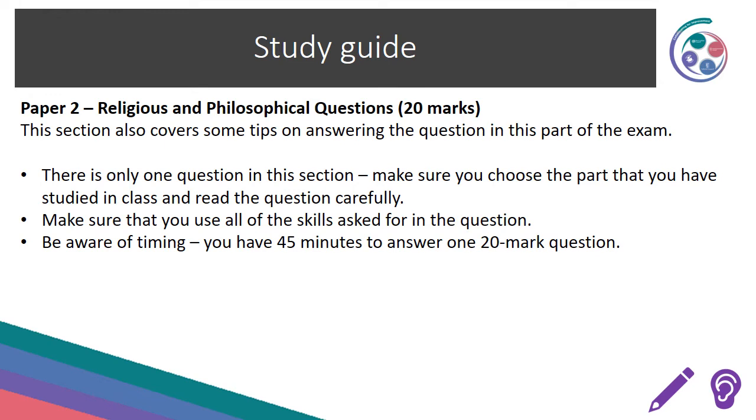So this section also covers some tips on answering the question in this part of the exam. There is only one question in this section, so there's only one question per part. Make sure you choose the part that you have studied in class and read the question carefully. Make sure that you use all of the skills asked for in the question. So it's a 20-mark question, so it will be KU, analysis, and evaluation. Remember, if you only have KU in your answer, you can only get a maximum of 8 out of 20. You've got to have analysis and evaluation as well. Be aware of your timing. You have 45 minutes to answer one 20-mark question. That includes reading over, and if you want to make a plan at the beginning as well.